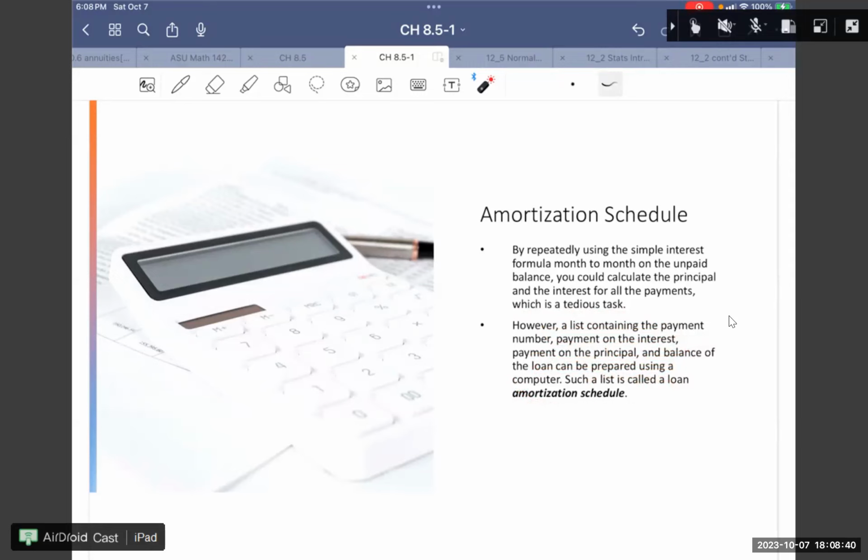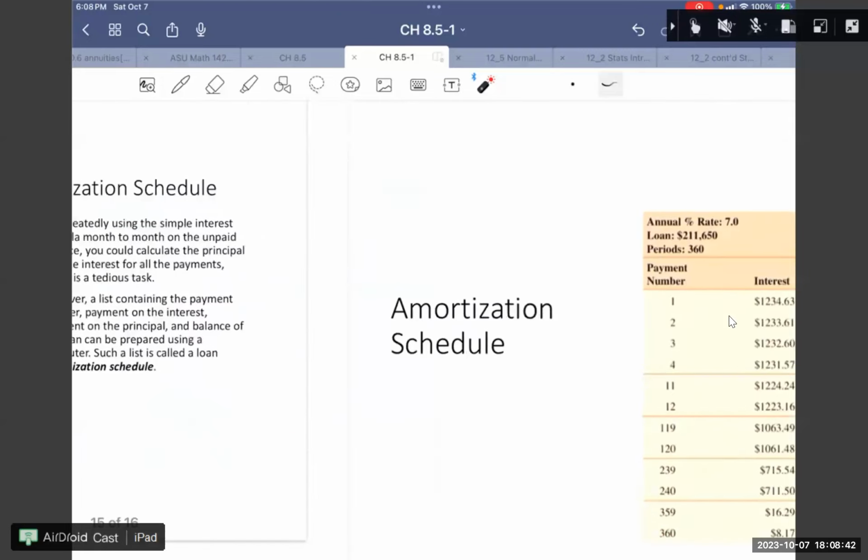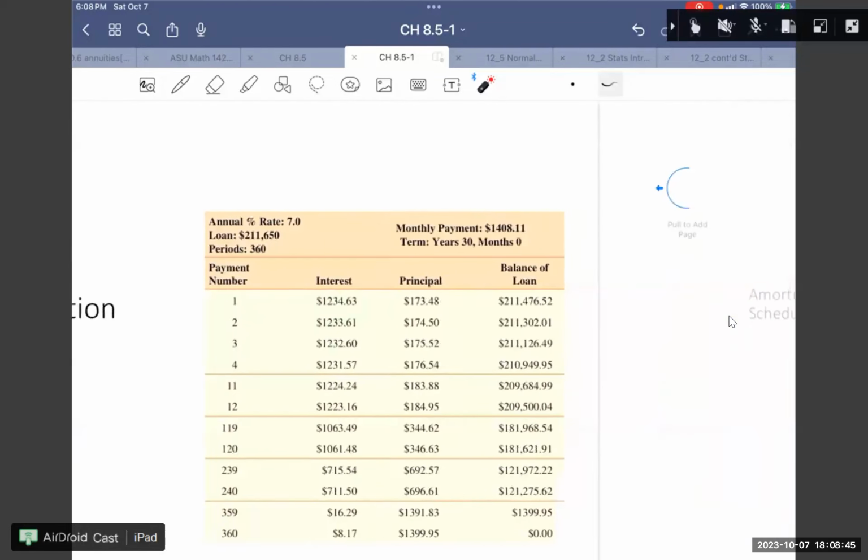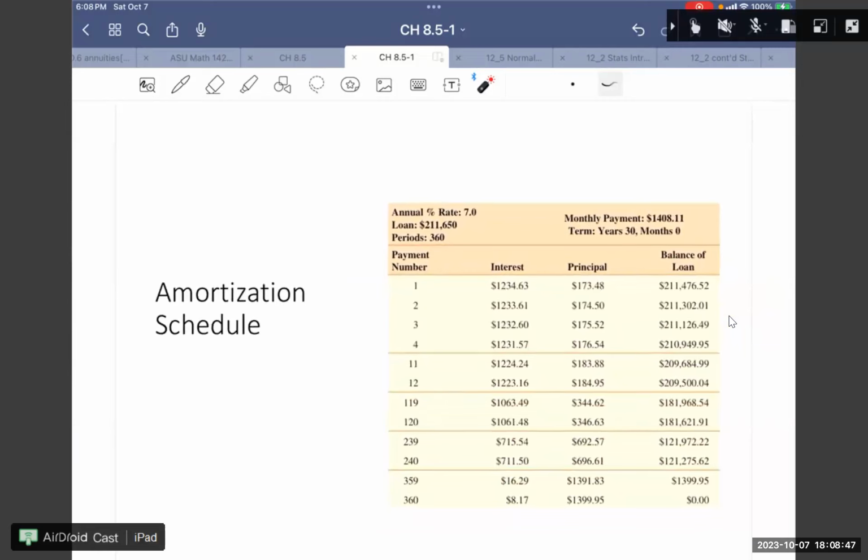So we have an amortization schedule. For example, the loan is 211,650, the period for the payment is 360, and the rate is 7.8, or 7%. The monthly payment is $1,400.11 for a term of 30 years.